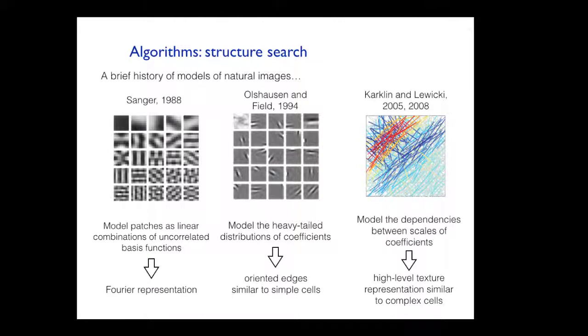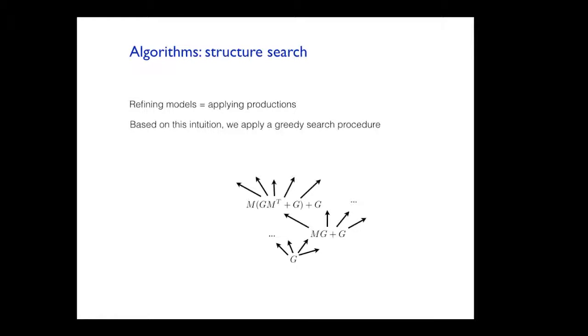And they actually found that the representation was similar to that of complex cells in the primary visual cortex, one level above simple cells. And so the unifying pattern here is that they would start with a model that's already been fit. They look at the learned representation, and they see if there are interesting dependencies that aren't already captured by the model. And if they find anything, then they add that to the model and fit that. And so in the context of the matrix decompositions grammar, refining a model corresponds to applying a production rule.